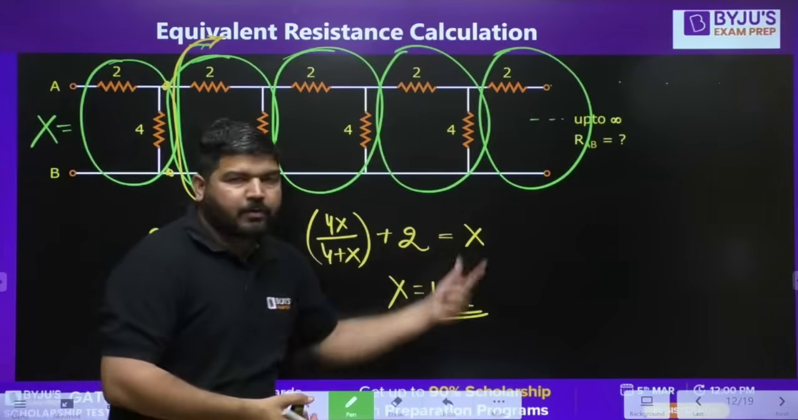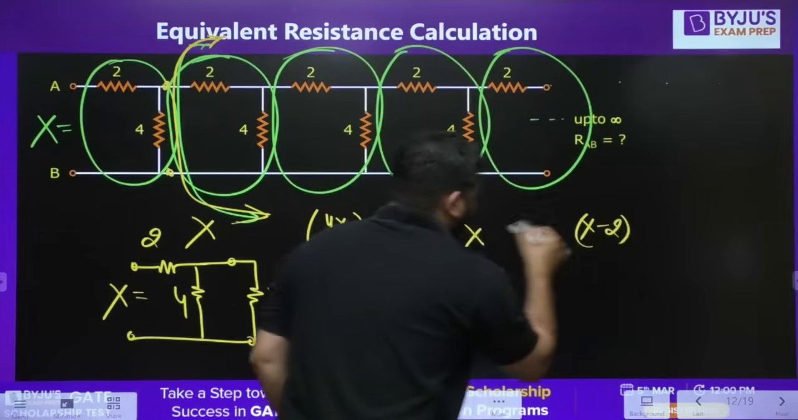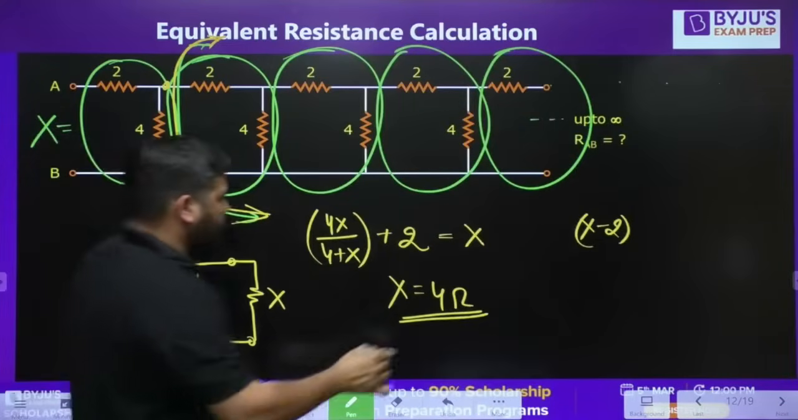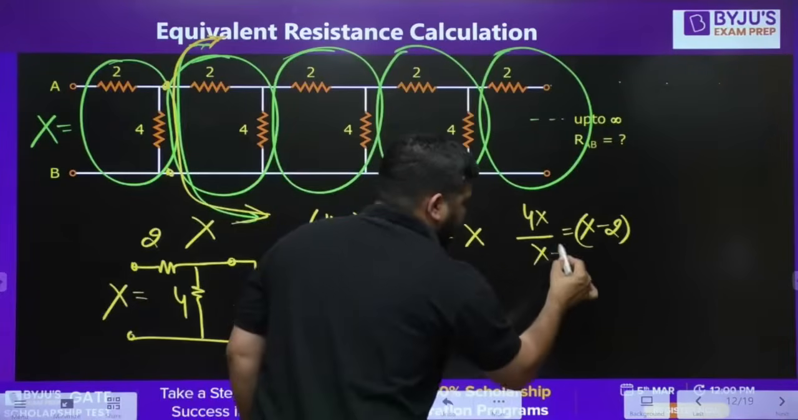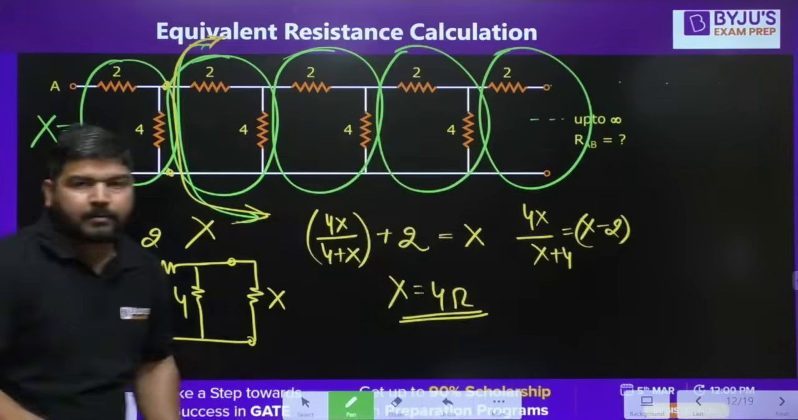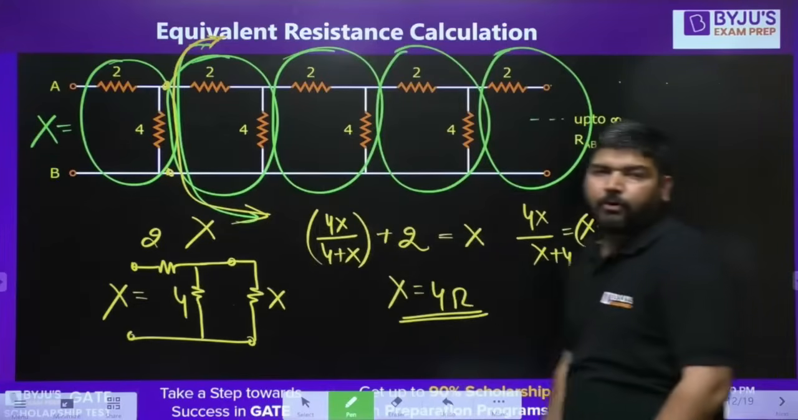It will be a quadratic equation. Take this 2 on the other side, so it will be X minus 2 on the right side. On the left side, you have 4X divided by X plus 4. So you just cross multiply and calculate the value of X. So the answer has to be 4 ohm.